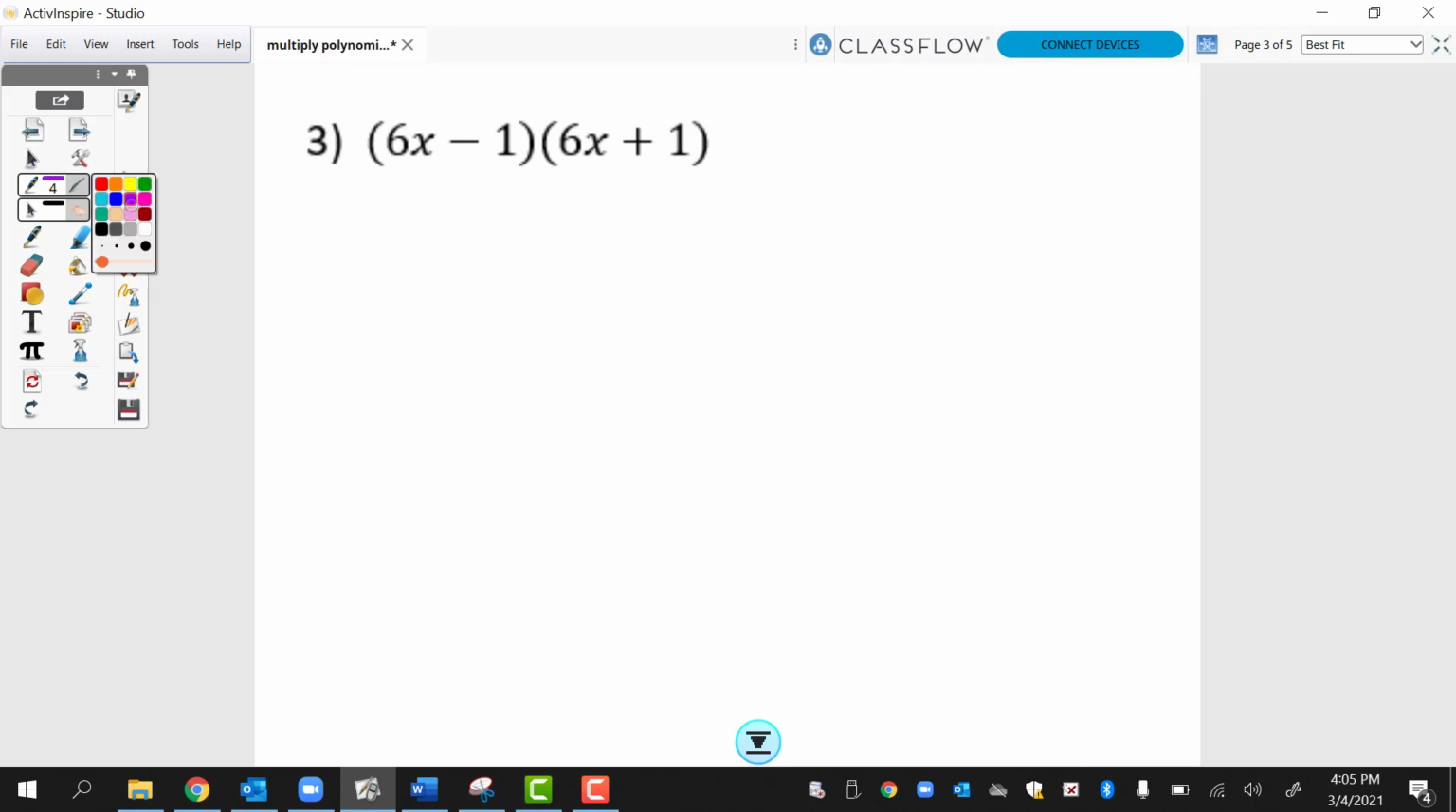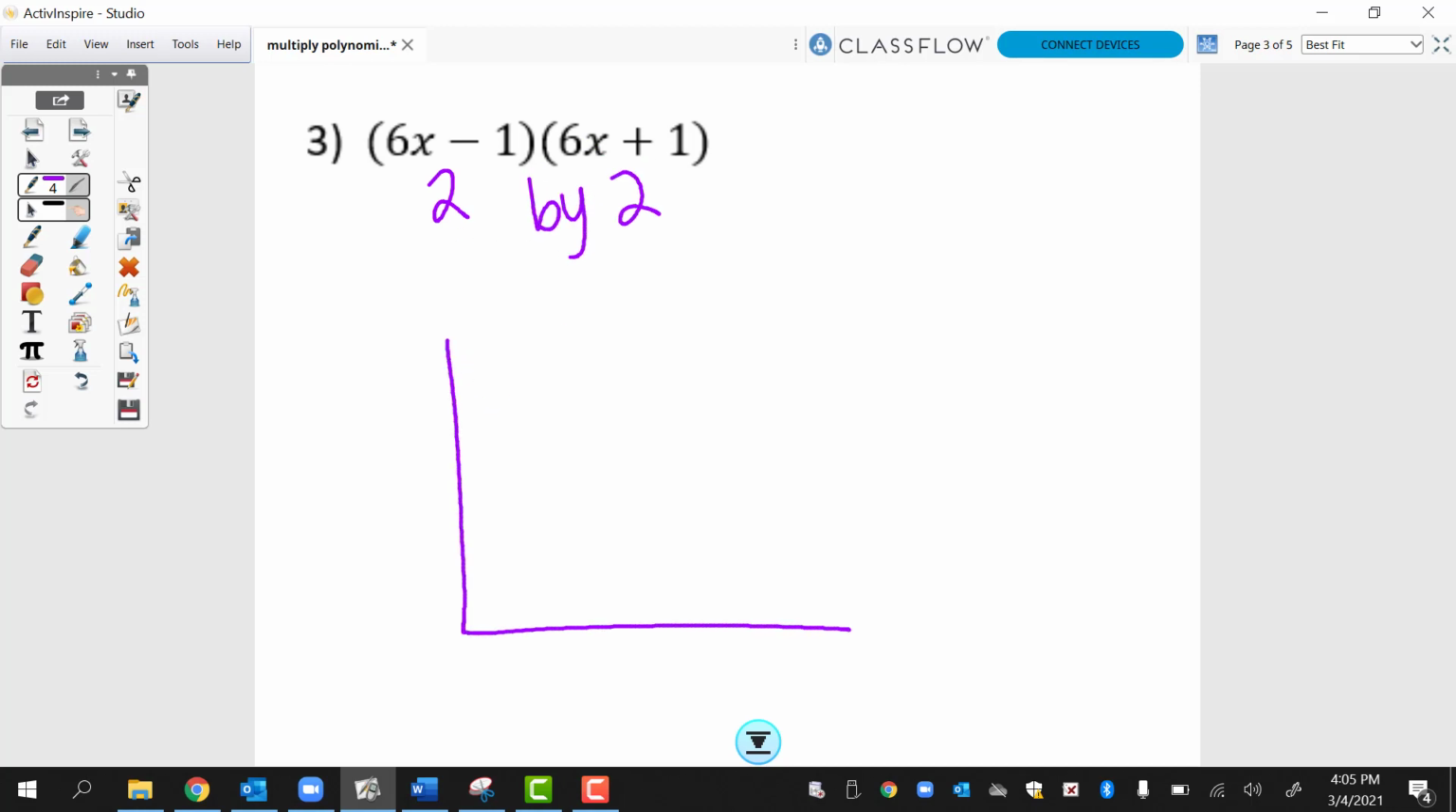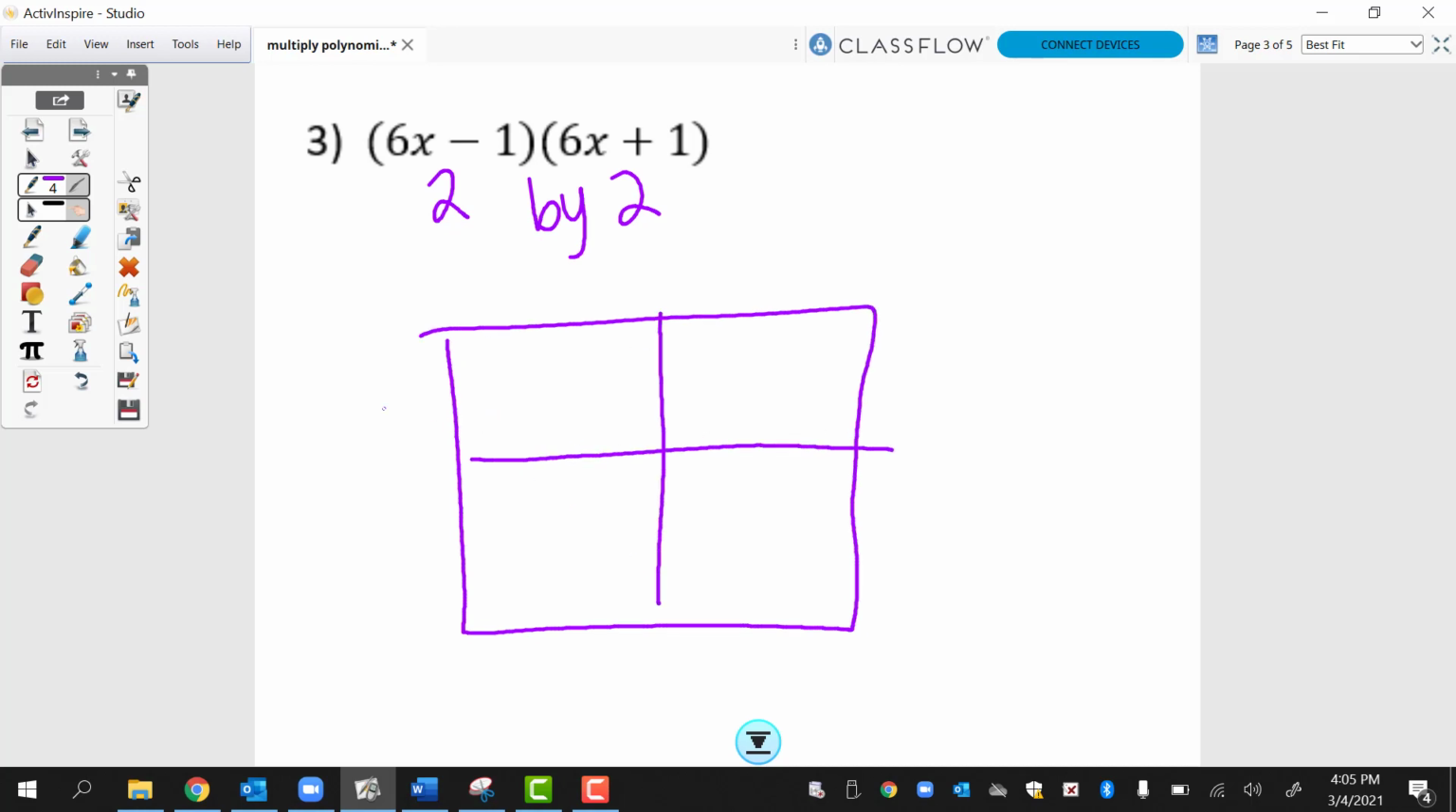So, how many terms do I have? So I have 2 terms in the first parentheses, 2 terms in the second parentheses, so I need to make another 2 by 2. Big box. Okay, so I'm going to put on one of the sides, I got 6x minus 1. And on the other side, I have a 6x plus 1.